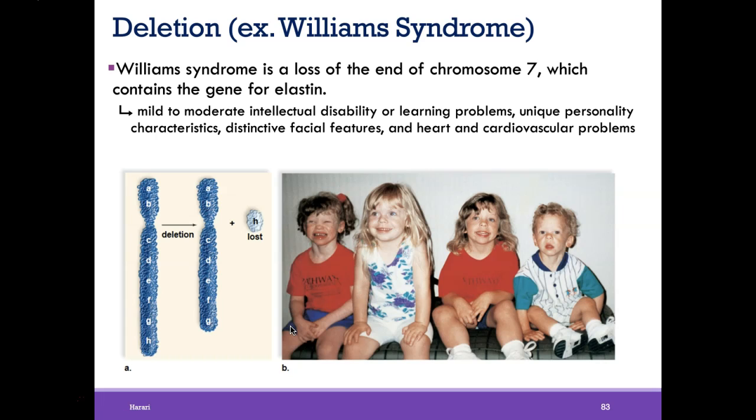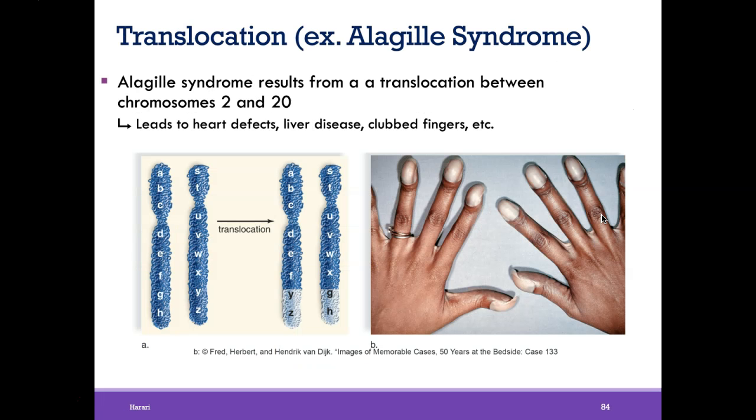So again, you can miss a part of a chromosome and still survive, but you're not going to be average, so to speak. You could have a translocation that results in Alagille syndrome. Chromosomes 2 and 20 switch places in people with Alagille syndrome. That leads to clubbed fingers, but also heart defects and liver disease. Translocations often break genes, and sometimes that can cause cancer. So that's not good. Other times it's harmless.